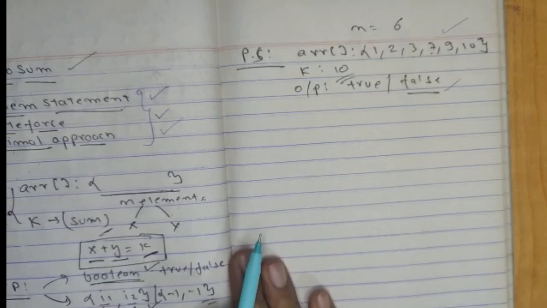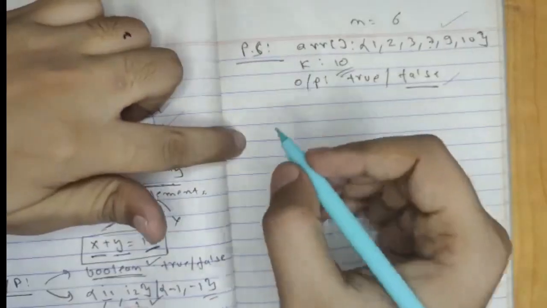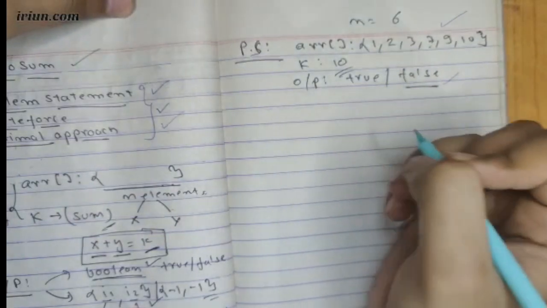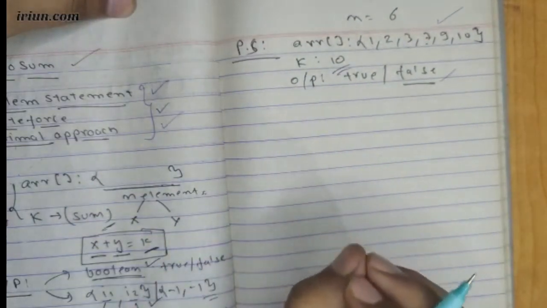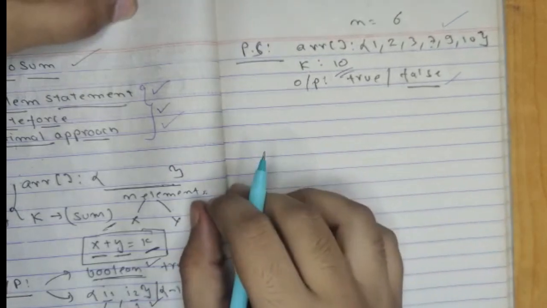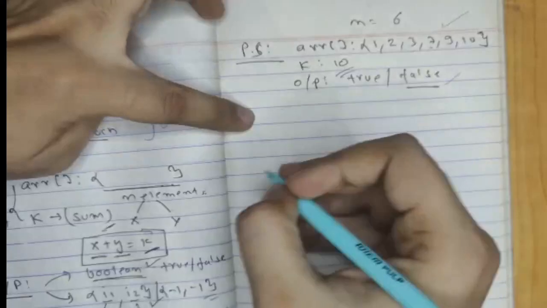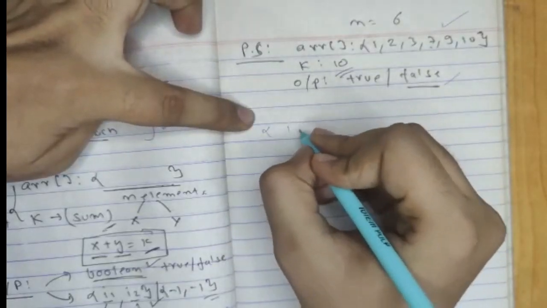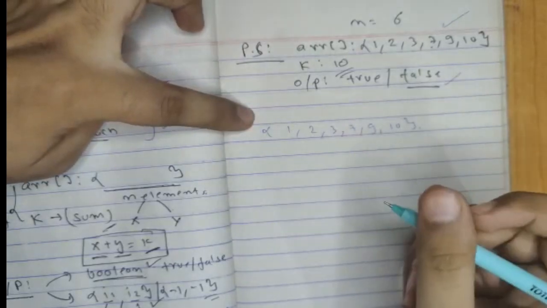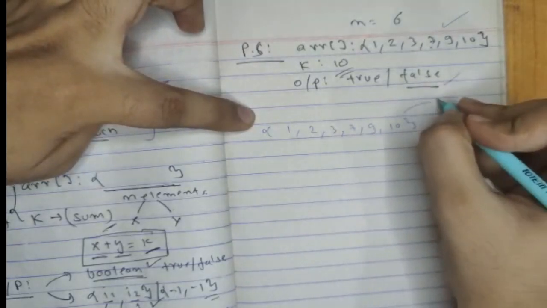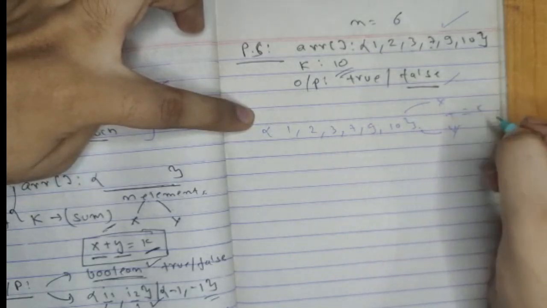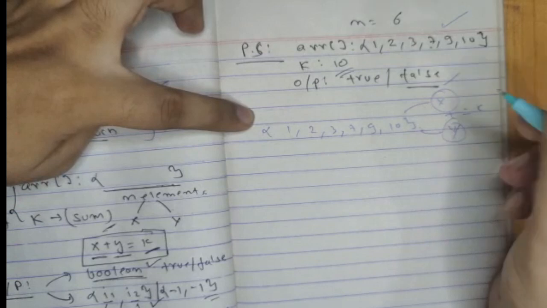Okay, so let's discuss its brute force approach, the most basic approach which we can use to solve this problem without considering the time complexity or the space complexity issue. So we are given an array 1, 2, 3, 7, 9, and 10. We have to find two values x, y from this array whose sum will be equal to k, and we have to find only two values.